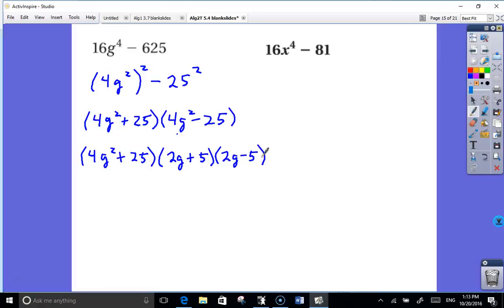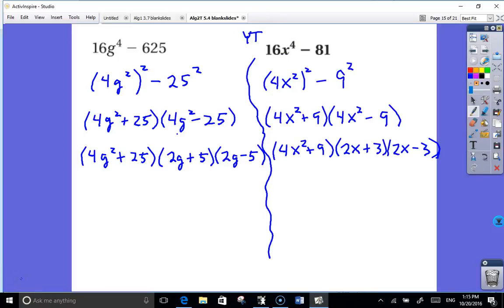Okay, so try to do the second one. This will be your you try. So how do we do? It's pretty similar to the other problem, right? Just follow the same kind of steps. Okay.